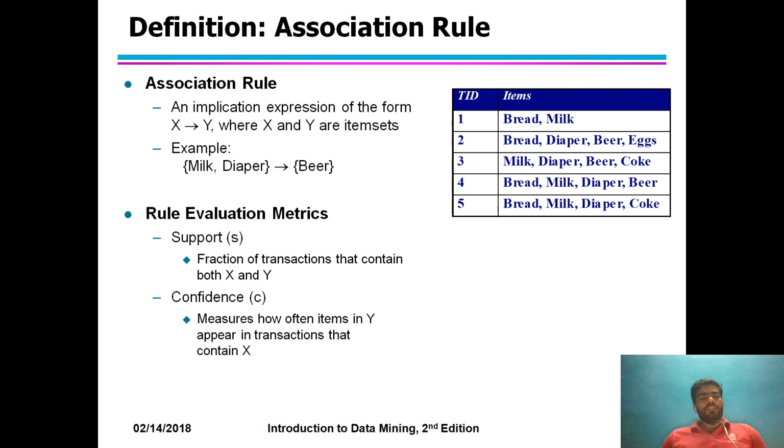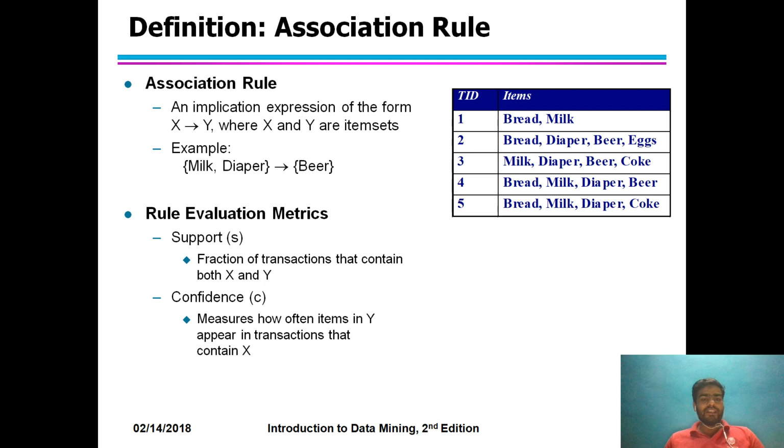If I want to evaluate association rules, I need to apply a rule evaluation matrix. For that, two things we need to consider. One is support count and second one is confidence. Support, what is a support? Fraction of transactions that contain both X and Y. So in the example we have milk, diaper and beer. I need to find a transaction where if I buy milk and diaper, then beer is also present.